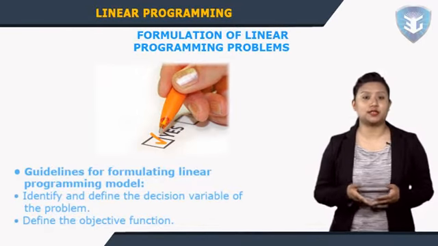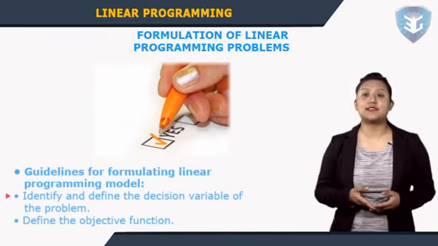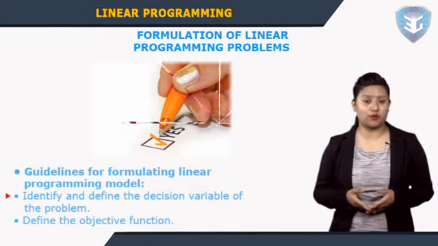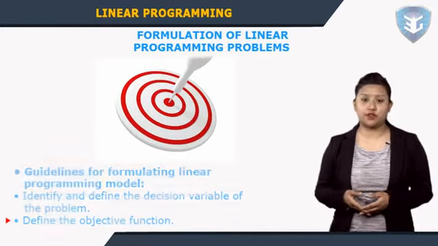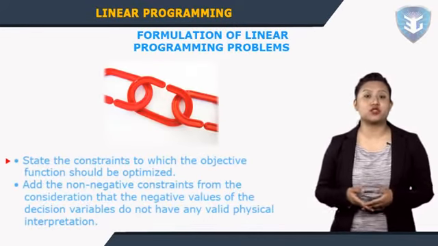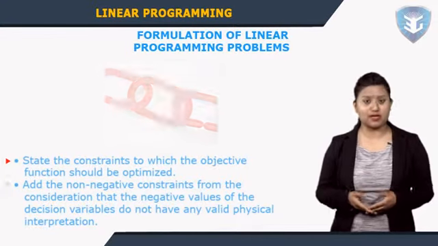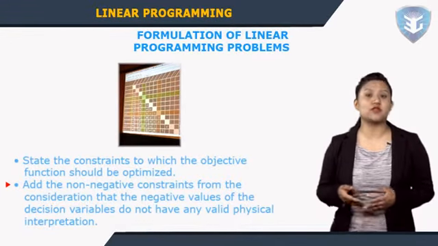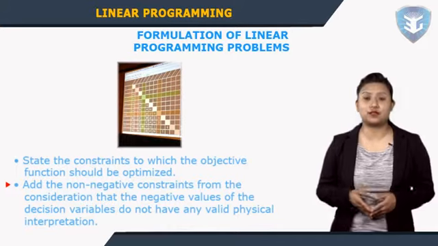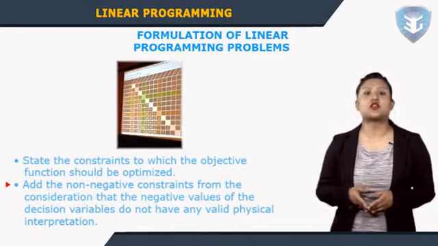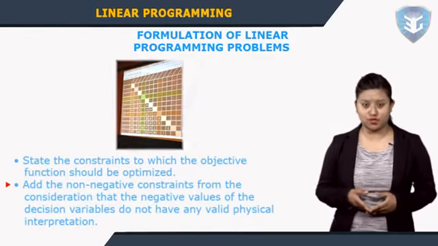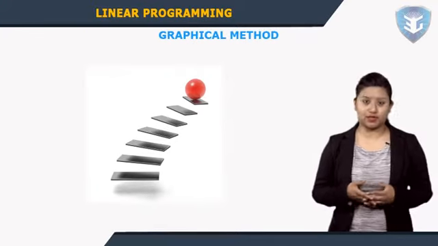Guidelines for formulating a linear programming model. Identify and define the decision variables of the problem. Define the objective function. State the constraints to which the objective function should be optimized. Add the non-negative constraints from the consideration that negative values of the decision variables do not have any valid physical interpretation. Let's learn about the graphical method.